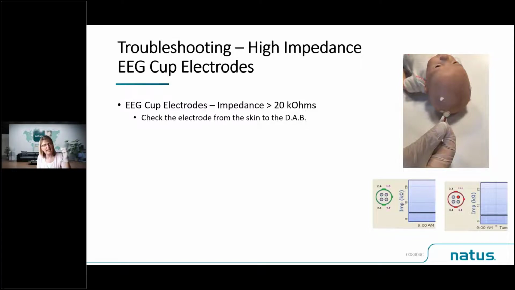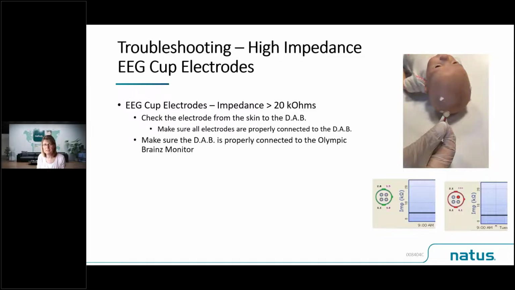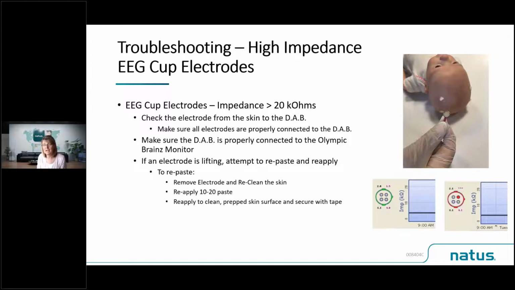And then thinking about troubleshooting, very similar to hydrogel electrodes. Make sure you've checked that electrode all the way from the skin back to the box. Make sure the box is plugged in properly to the monitor. If you see an electrode moving or lifting off, attempt to repaste it and reapply. You may need to remove that electrode and re-prep the skin surface, reapply the 10-20 paste and re-secure that electrode down. And again, do not forget that the ground or reference can fail and that might need replacing every 24 to 48 hours.